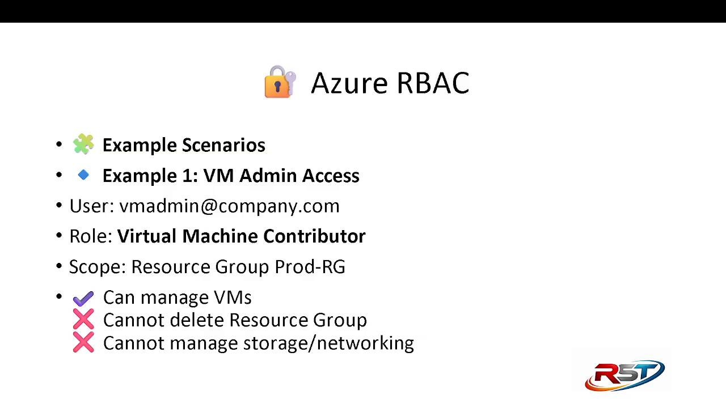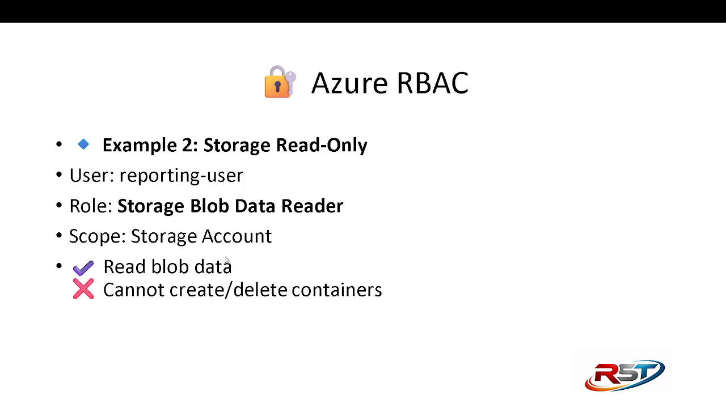So what does it do? It can manage VMs. If you assign this role, the user can manage VMs only, and cannot delete the resource group. With that role permission, the user can't delete any resource group. The user cannot manage storage or networking. We provided only the Virtual Machine Contributor role, so you can't do any other things. You can only do whatever the role assignment has provided, only that scope of work.